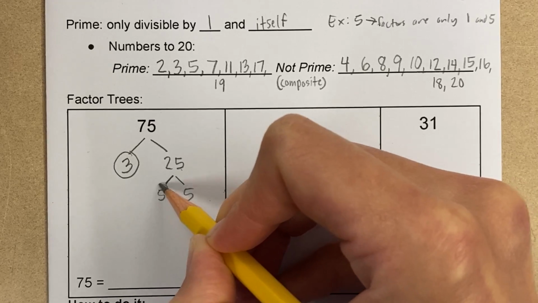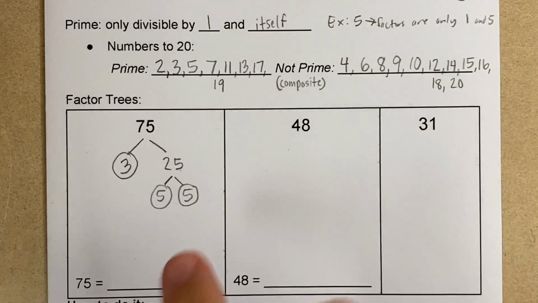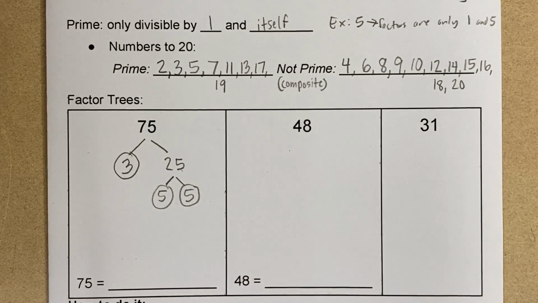But when I get to this 5, I say, oh, 5 is prime. Let me circle it. 5 is prime. And notice, then I stop. Once I get to a circle, I don't continue on that number.